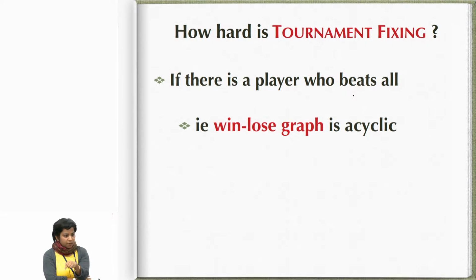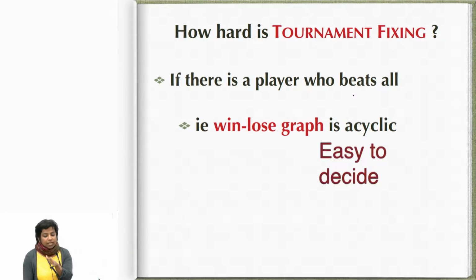So if your favorite player is that vertex, then there exists a seeding. If it is not, then there's no way your team can win. That's the bottom line, right? So that's why we say that if the win-loss graph is acyclic, it is easy to decide whether there exists a seeding which will ensure your favorite team will win or not. You basically check whether your favorite team is the source vertex in that graph.